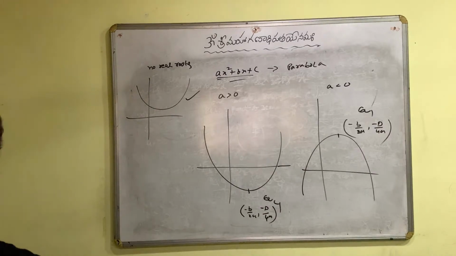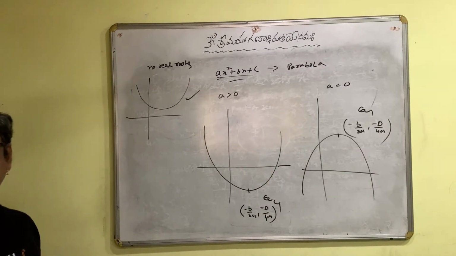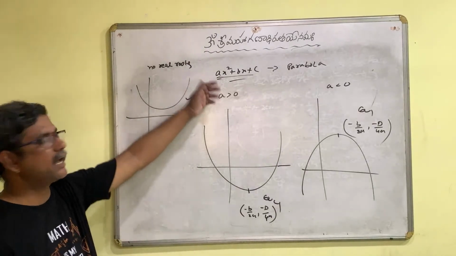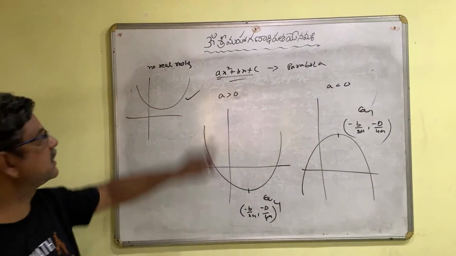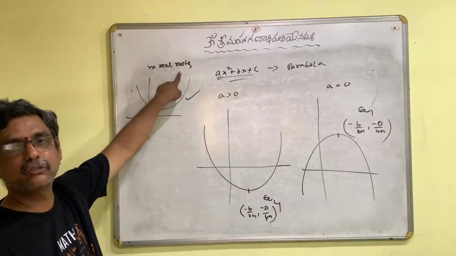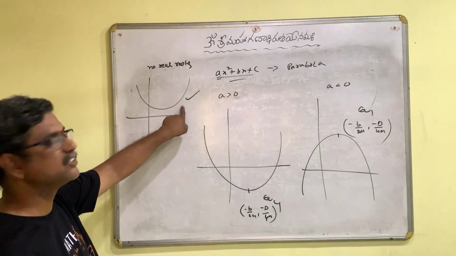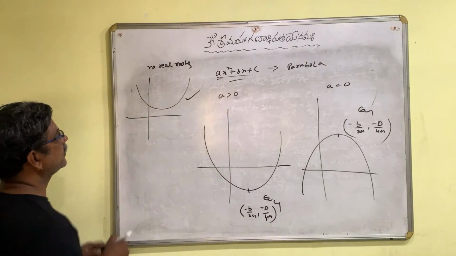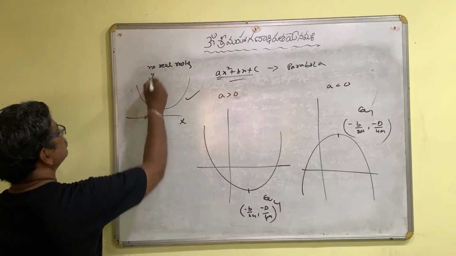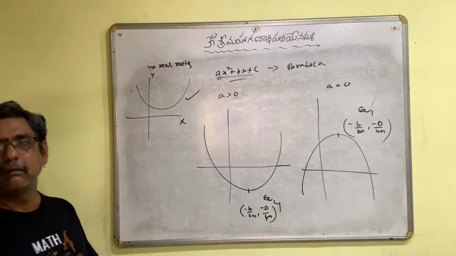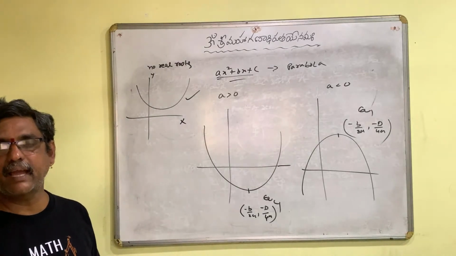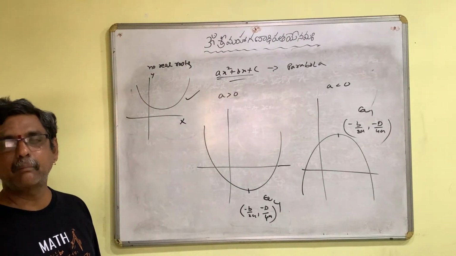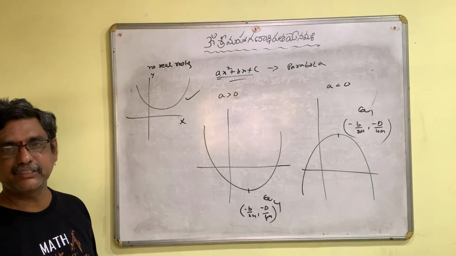Now, 5th question. This is very, very important. If a quadratic polynomial is not having real zeros, the graph will be like this. It will not intersect x-axis. If the given polynomial is not having real zeros, the parabola will not intersect x-axis.